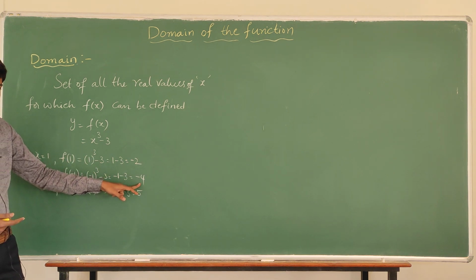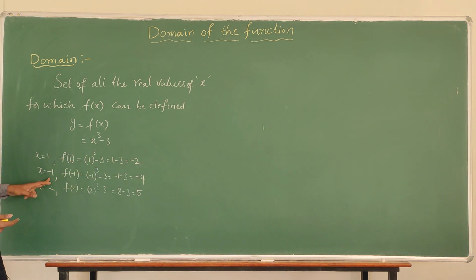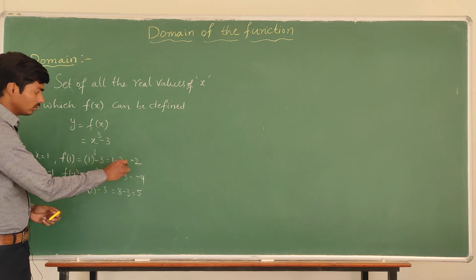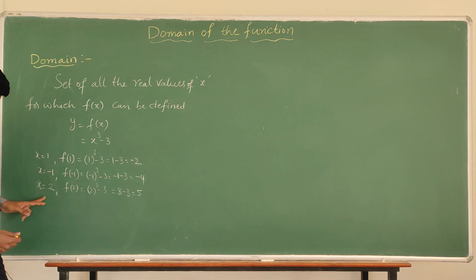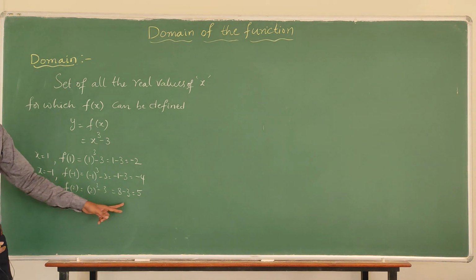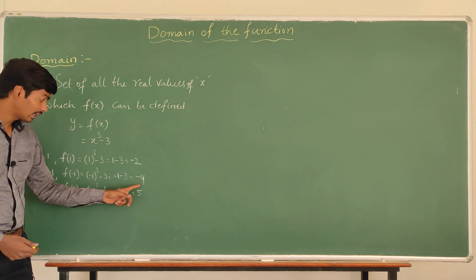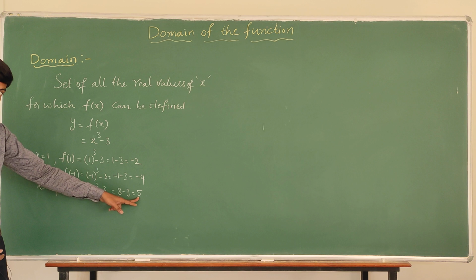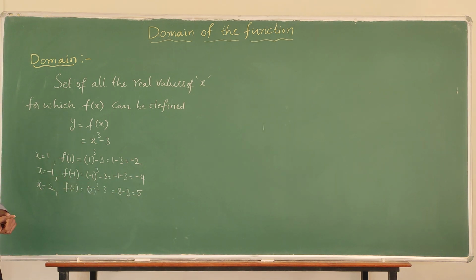The function can be defined at x equal to minus 1 and the value of the function is minus 4. So here the function can be defined at x equal to 2, where the function value is 5. So we can say the function can be defined at x equal to 2.